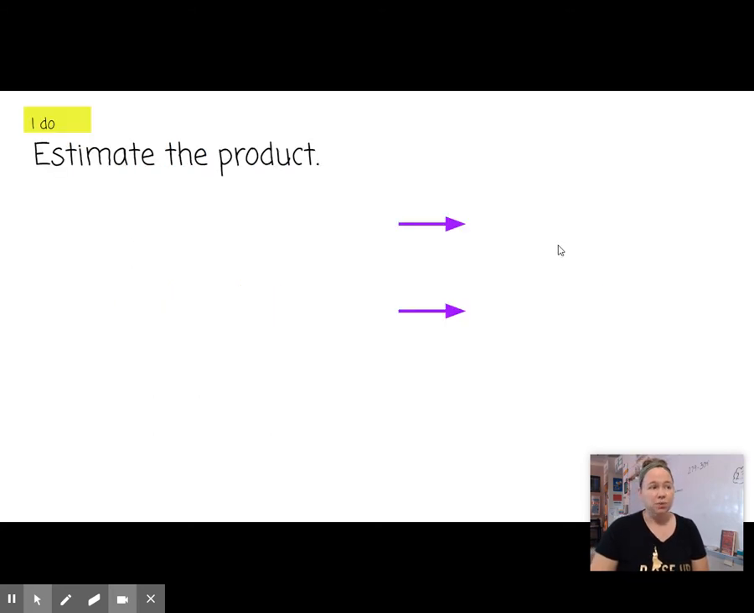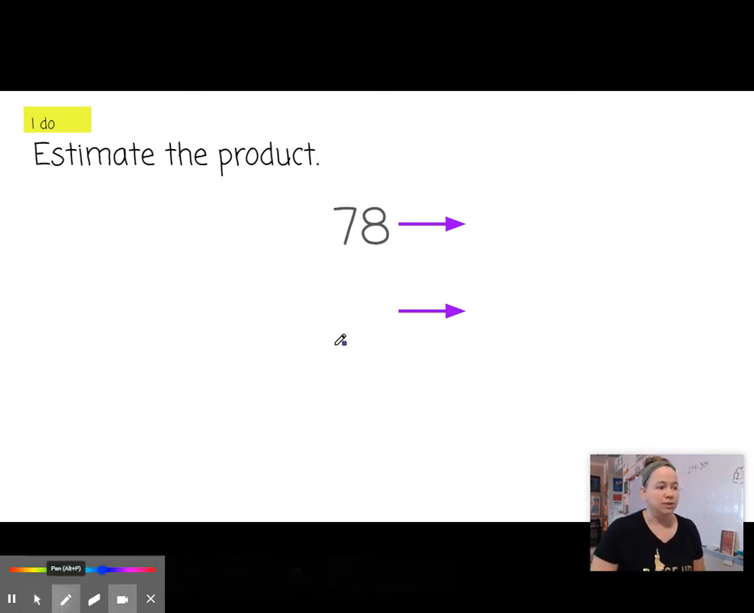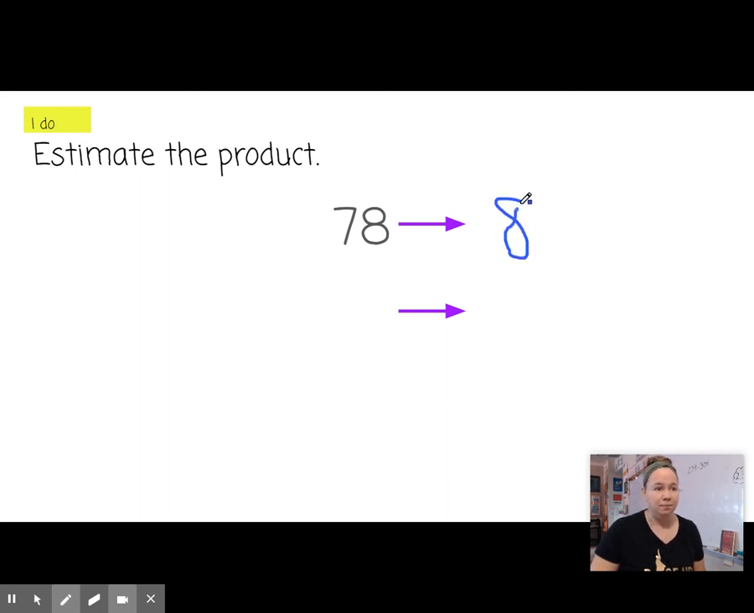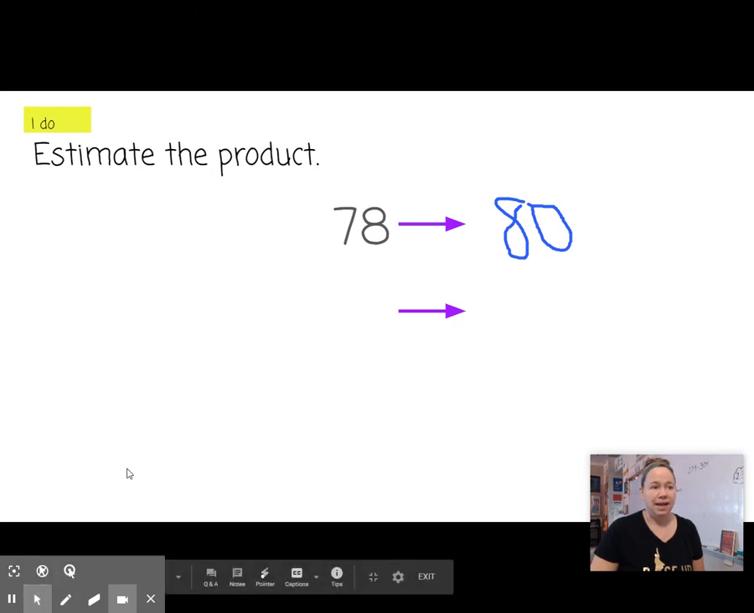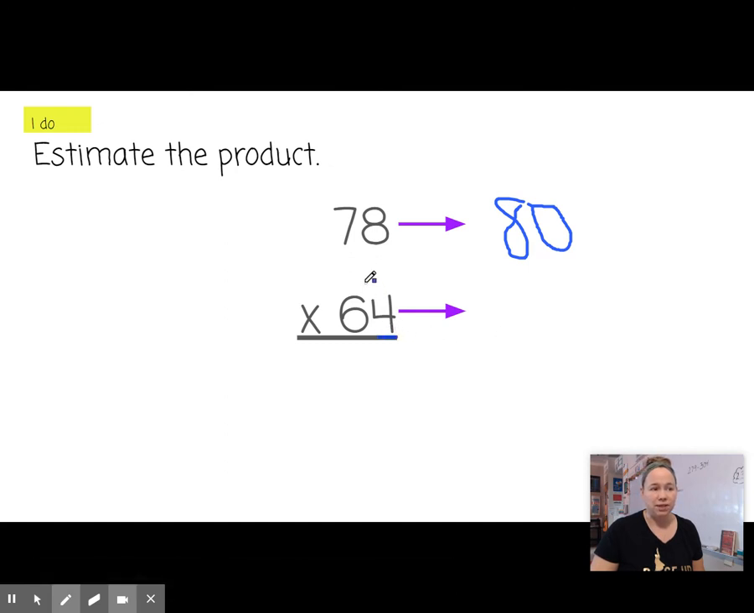So here's an I do. We're going to estimate the product. Say we're estimating the product. So 78, remember, when they don't tell you which place to round to, we're going to round to the greatest place value. So 78 is going to round up to 80. And 64 would round. Well, remember, we look to the right. The 4 is a little number, so the 6 is going to stay, and everything else becomes a 0.